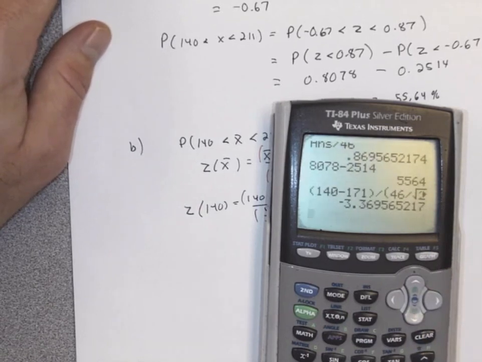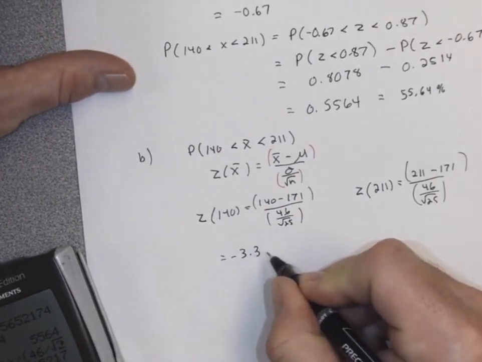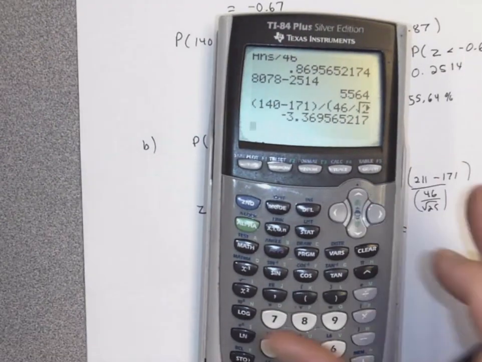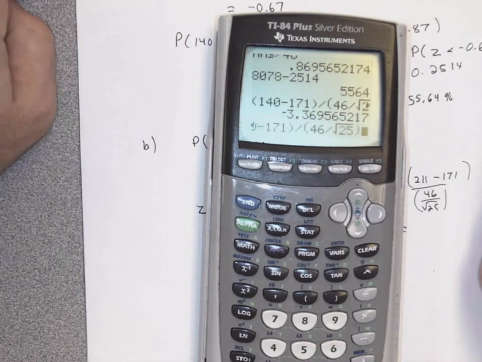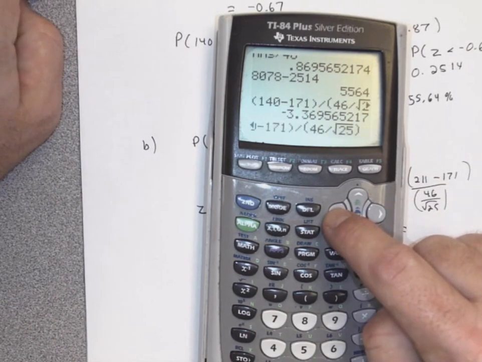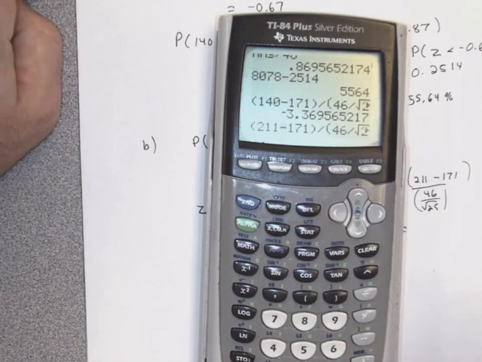That's what you got? Cool. So this is negative 3.37. And then the other one, this is kind of a cool trick. If you have some kind of complicated expression here, you can hit second and enter, and it'll put the entire thing back in there. And then you can just go over and change the number that you care about. So instead of 140, I want 211. Right? And then just pop enter.